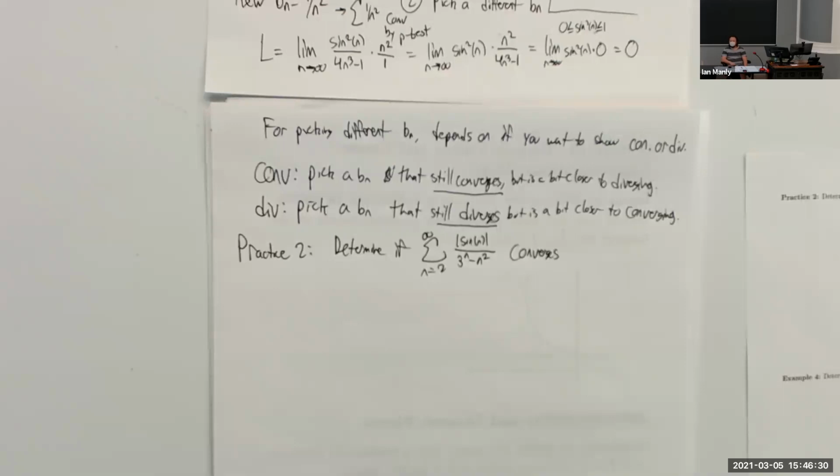Remember, pick something that still converges, but it's a little bit closer to diverging. For the geometric series test, it's where you have something raised to the n, and you just make sure that thing is less than 1.